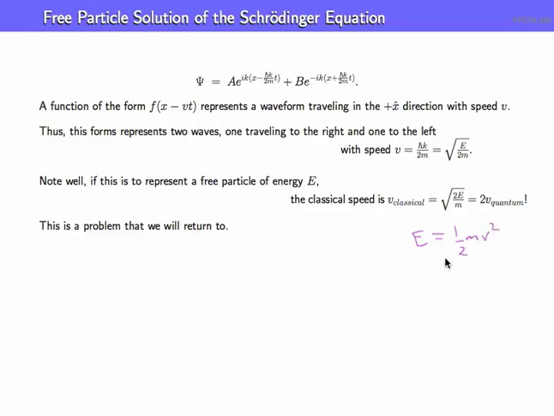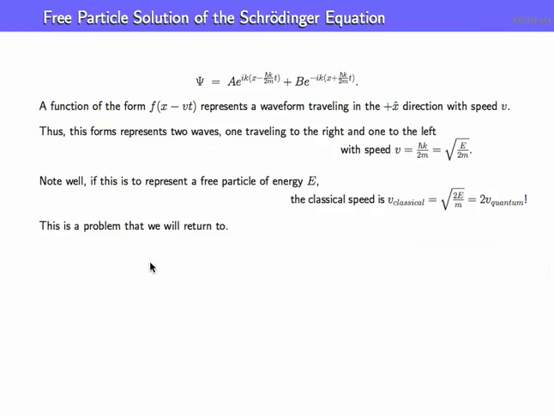We solve that, we get that v, the classical speed, is square root of 2E over m, which is, if we factor out that 2, twice the speed of the wave represented by the wave function. So this indicates we have an issue here if we're going to think of this free particle solution as representing a classical particle moving at some speed, meaning it has a different kinetic energy in that way. So we see there's a problem, and we're going to return to this in a later lecture, just because there's plenty to say about that issue.